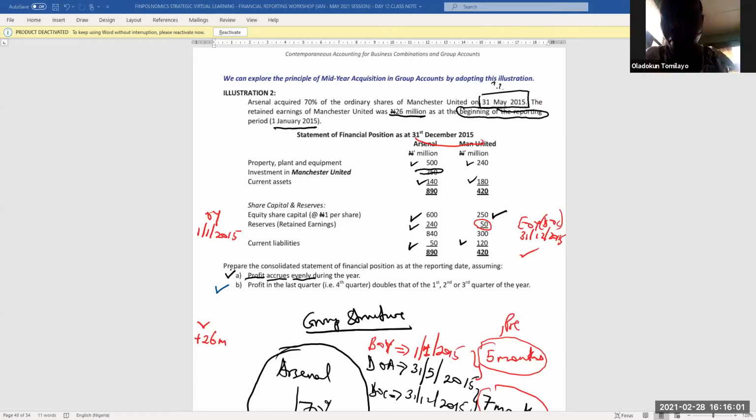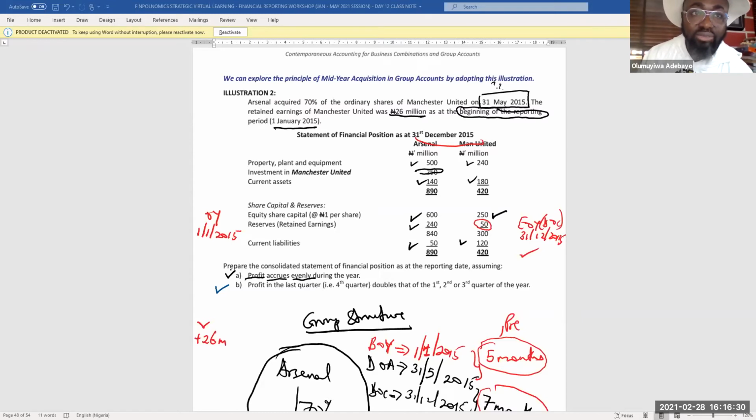Okay, so the second quarter profit would be 100 naira. The third quarter profit would be 100 naira. Then the fourth quarter profit will be 600 naira. How do you arrive at 600 naira for the fourth quarter? So if profit in the last quarter doubles that of the first, second, and third, if it is 100 naira each, the profit of the last quarter doubles it. So double of 300 naira.